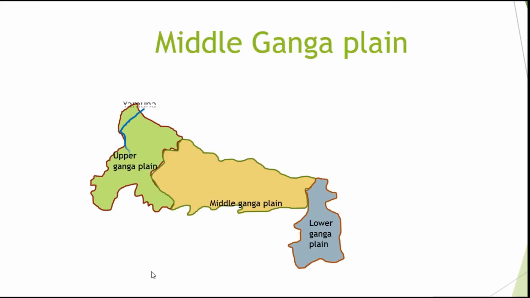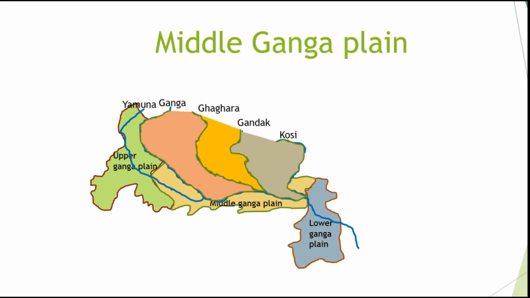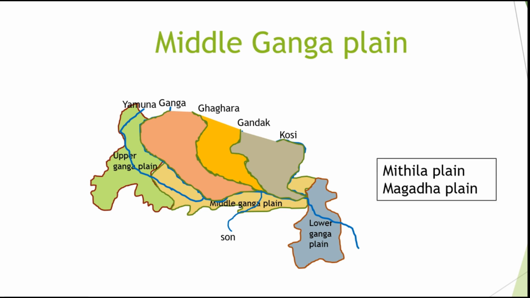The major rivers draining through the Middle Ganga plain are Ganga, Gagra, Gandak, and Kosi. The major units of this plain are the Ganga Gagra Doab, the Gagra Gandak Doab, and the Gandak Kosi Doab. This Gandak Kosi Doab is otherwise known as the Mithila plain. Some rivers join the Ganga from the south also. The Son is the most important one. East of the Son river is the Magadha plain.